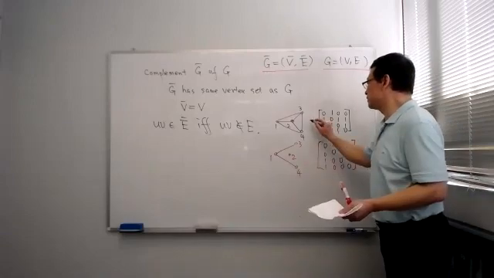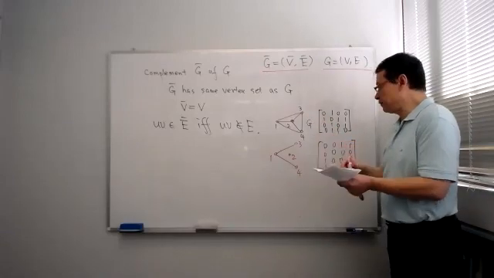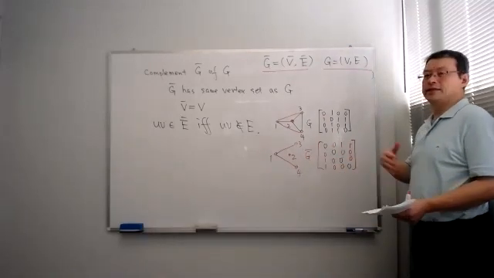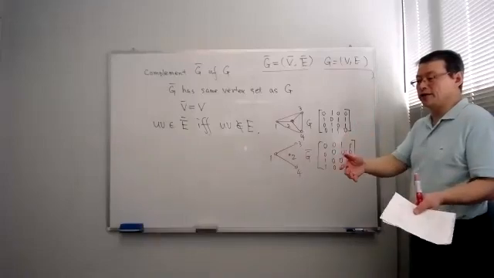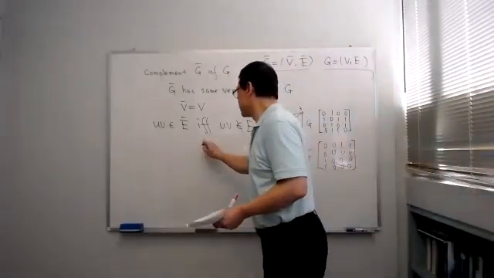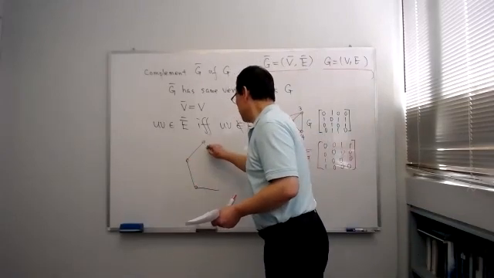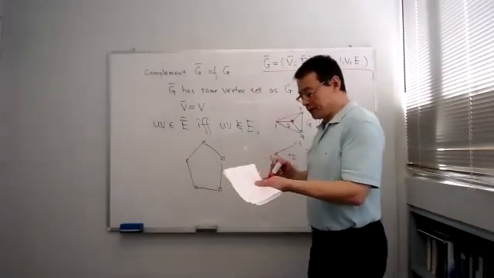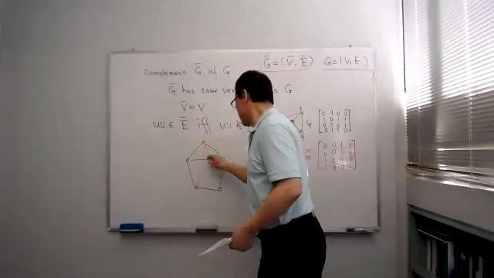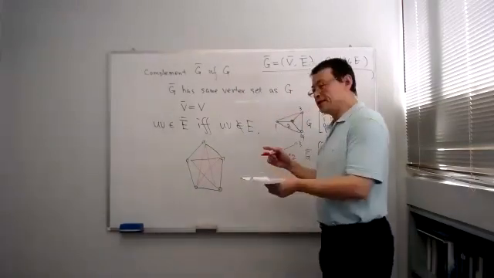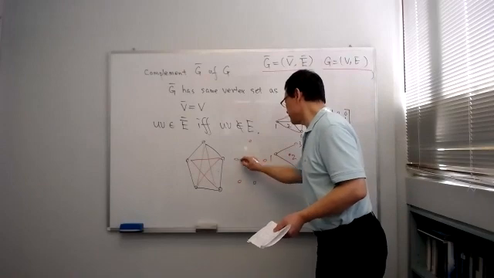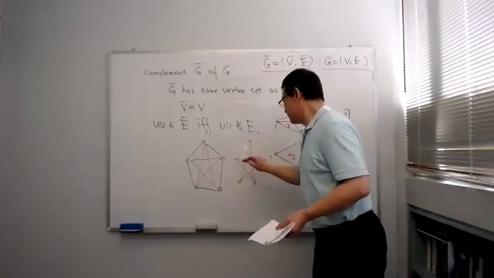So the black one is the original graph, and the red one is its complement. All right, so that's the complement. It's very easy: if an edge is not in the graph, in the complement it is always there. For example, the complement of this graph is this graph, and the complement of this graph looks like this. This is the complement.